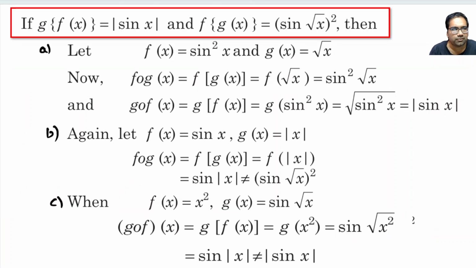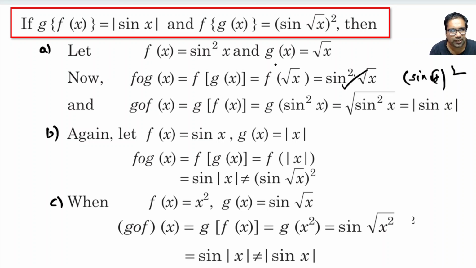Let us take the first case where f of x equal to sine square x and g of x equal to root x. What will be f of g of x? g of x is root x, so f of root x is sine square root x, which is nothing but (sin root x) whole square. Sine square root x or sine root x whole square, which is same. So f of g of x is satisfied. So this one is correct.